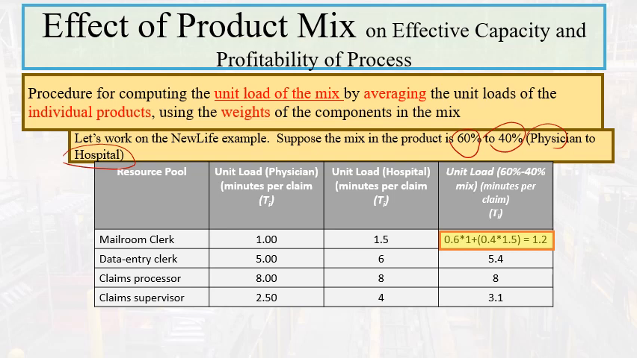So we know 60%, so we take 0.6 of 1, and then we take 0.4 of 1.5, because that's what they're telling us. The hospital's 40% and the physician 60%. So it's sort of like a weighted average. So we multiply 0.6 by the unit load for the physician and 0.4 by the unit load of the hospital to get this number. And we do the same thing for the remaining resource pools. And from there on, we follow the same process.